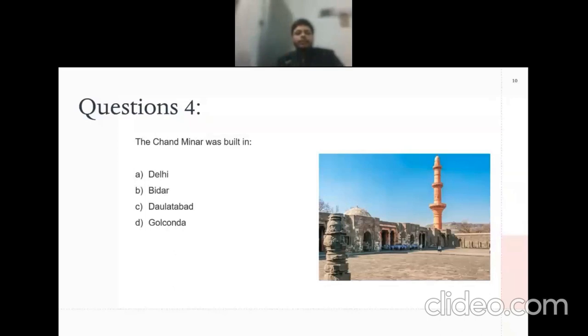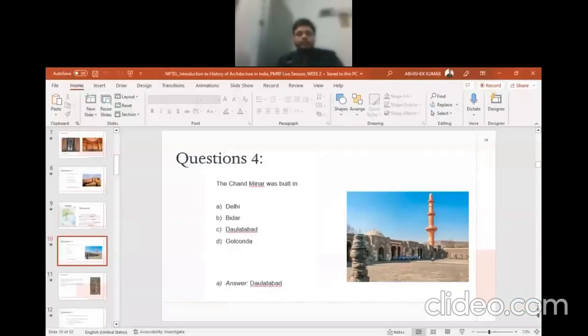Okay. So question number 4: the Char Minar was built in Delhi, Bidar, Daulatabad or Golconda. What is the answer? Anyone?